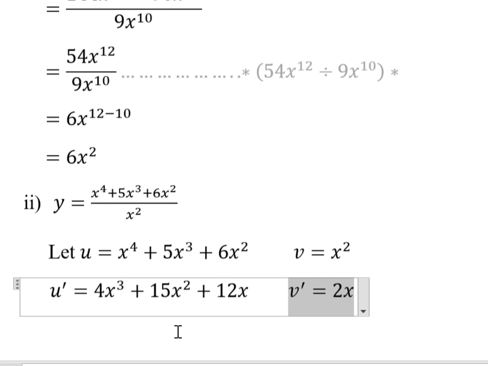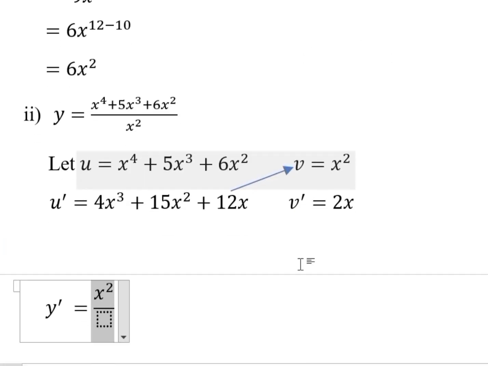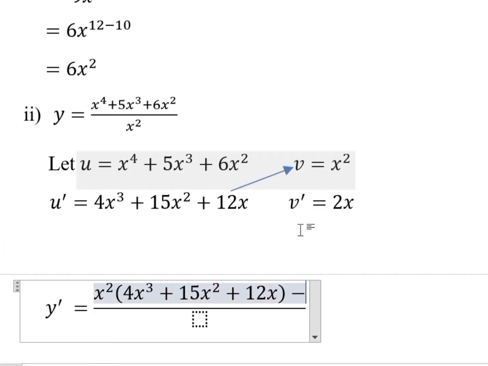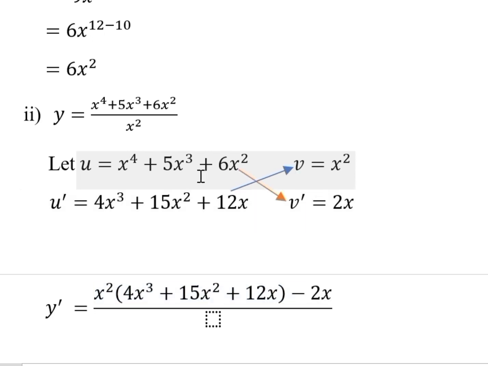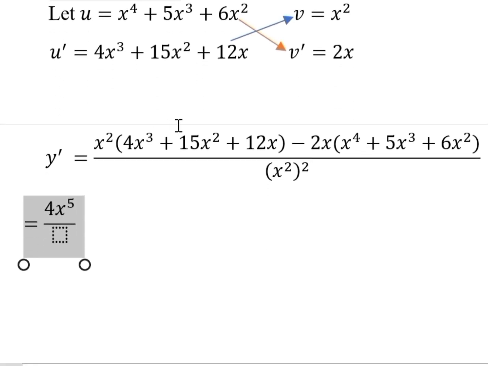Then we use the formula. We say y prime will be equal to u prime times v minus v prime times u all over the denominator, which is v squared. Now we open the brackets on the numerator side, so we shall have this being equal to 4x raised to power 5. We only added the powers because these are indices having the same base. Then this times this gives us 15x raised to power 4.